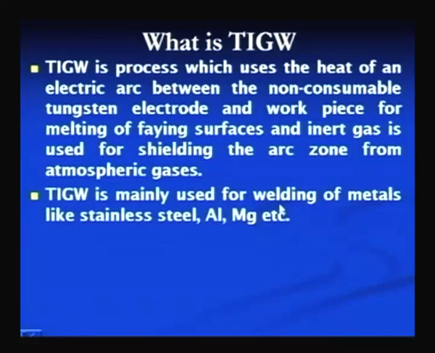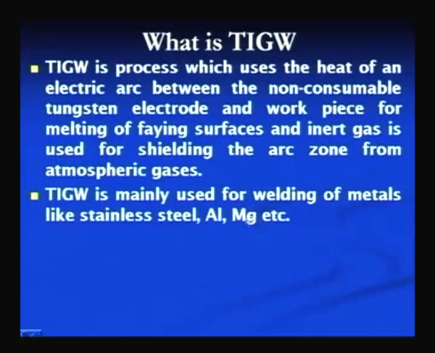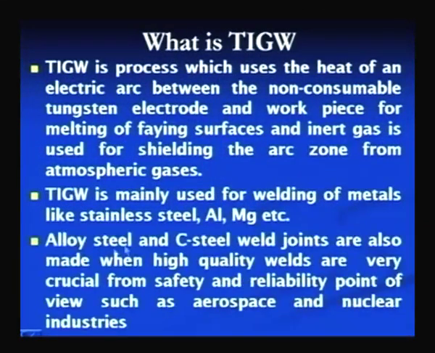TIG is mainly used for welding metals like stainless steel, aluminum and magnesium. These metals tend to form refractory oxides, which make it difficult to produce a sound joint in conventional welding processes like shielded metal arc welding or gas welding. That is why the formation of those oxides is avoided by providing shielding of the inert gas.